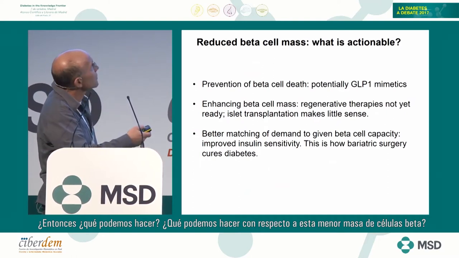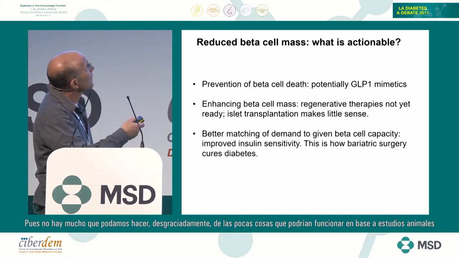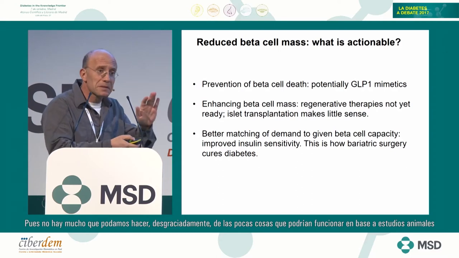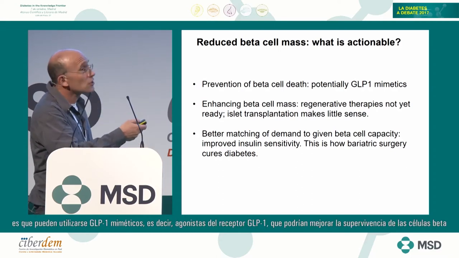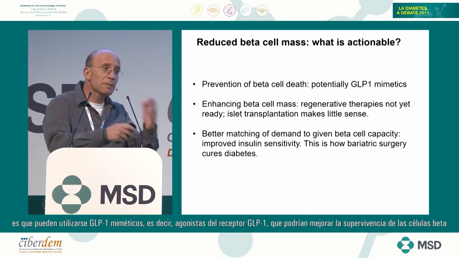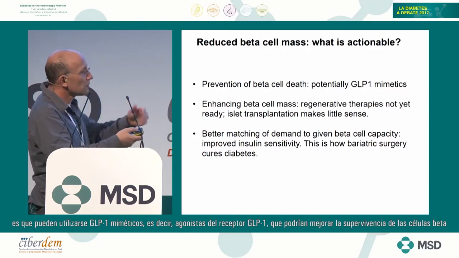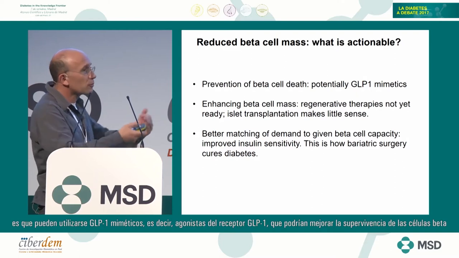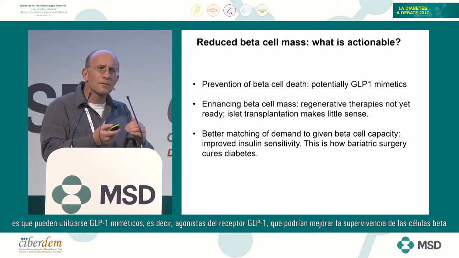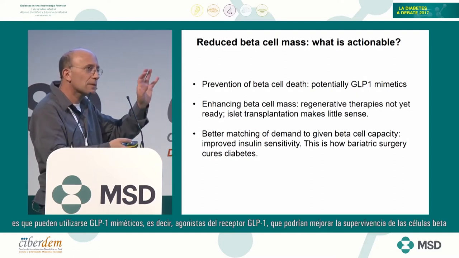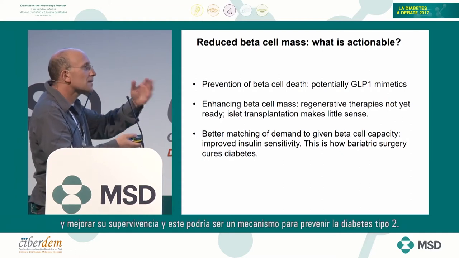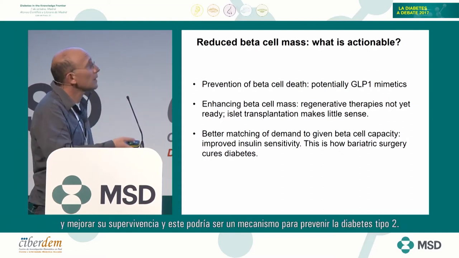What can we do about reduced beta cell mass? Not much at this stage. I think one of the few things that may work, based on animal studies, is GLP-1 mimetics, DPP-4 inhibitors or GLP-1 receptor agonists, which may increase beta cell survival and prevent beta cell death. So this might be a mechanism for prevention of type 2 diabetes.